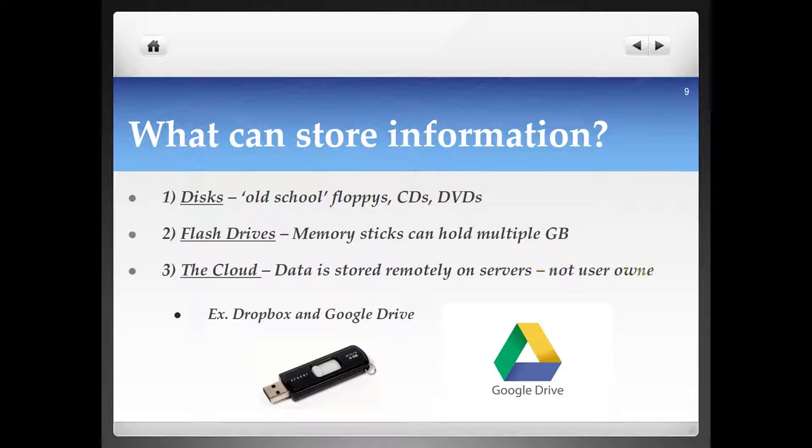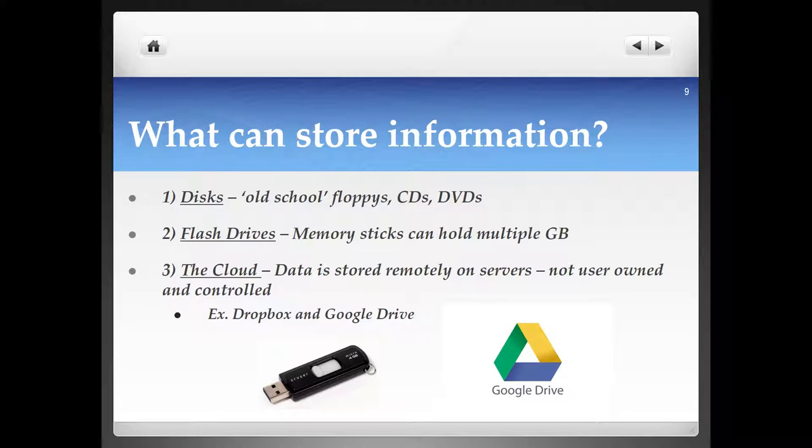We also have the cloud. So Google Drive would be an example of the cloud. And Dropbox would be an example of the cloud. You are literally storing your information not on your computer, not on a flash drive that you can hold in your hands. You are storing it remotely. You're storing it on servers that exist wherever Google decides to put its servers or wherever Dropbox decides to put its servers. If you're on Facebook or Instagram, all of that information is stored on their servers.